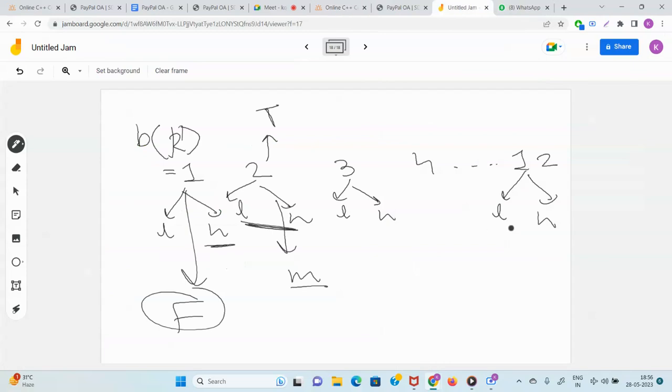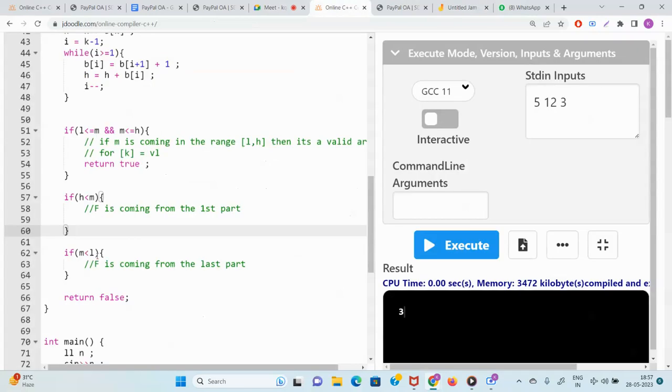And in this case, see, the L and H is not coinciding with the M. So in this case M is less than L. It means 12 is false. But 12 is the last part of the array. How do you know? Because you know that M is less than L. This is the L, this is the M. So if M is less than L, F is coming from the last part.